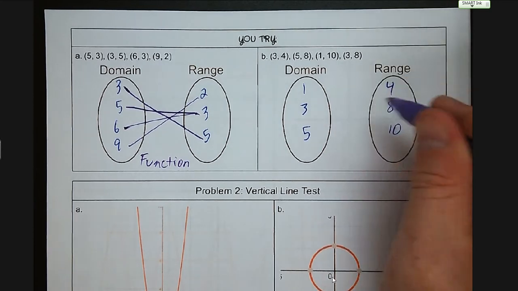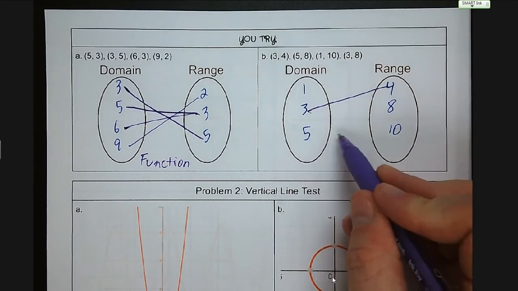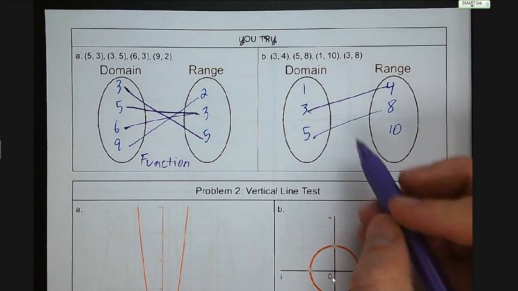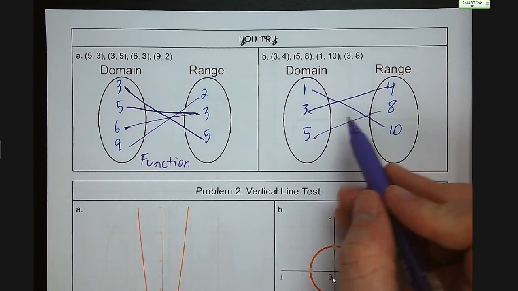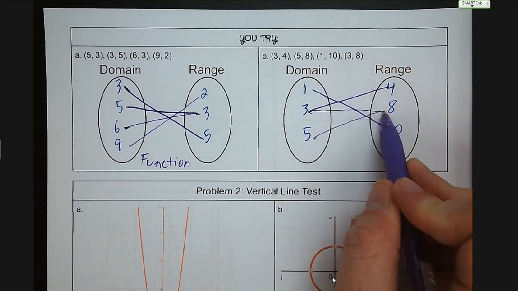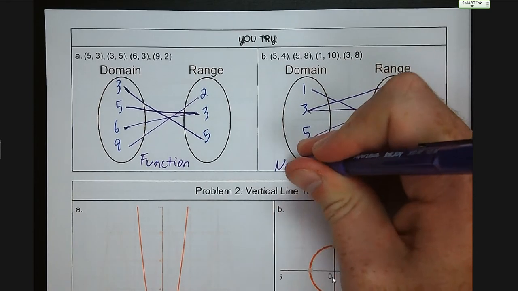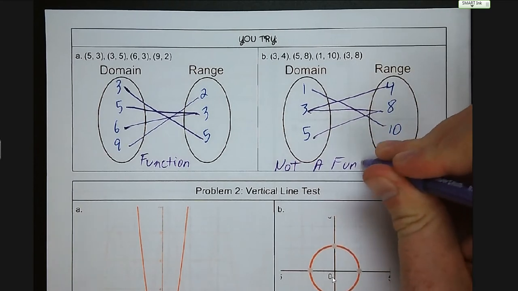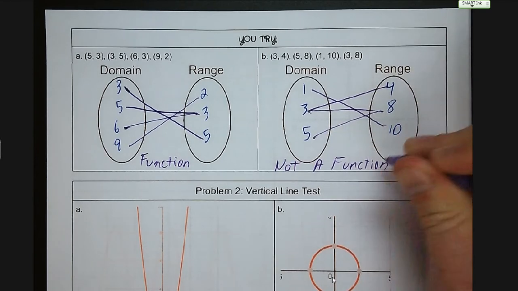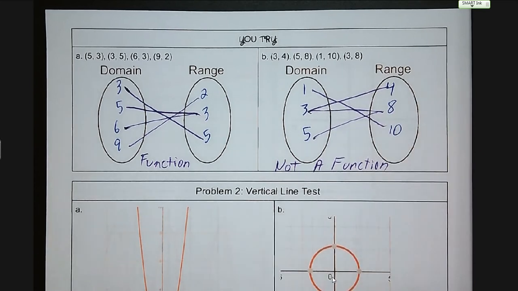3 goes to 4. 5 goes to 8. 1 goes to 10. And 3 also goes to 8. So is this a function? No, it is not, because 3 has 2 separate outputs. It can be a 4 or it can be an 8. All right.